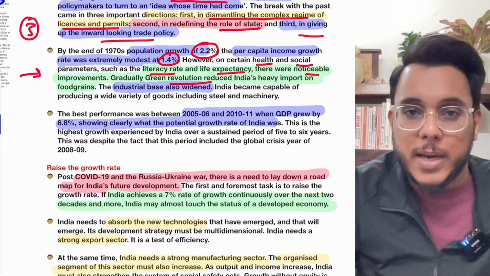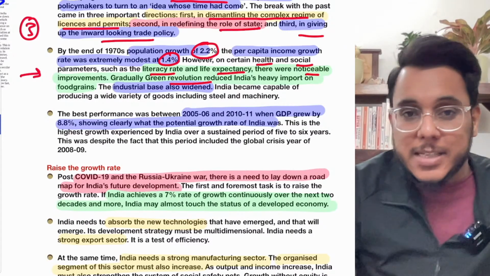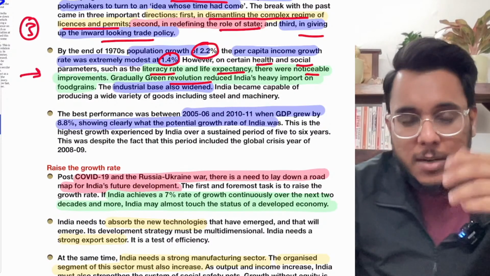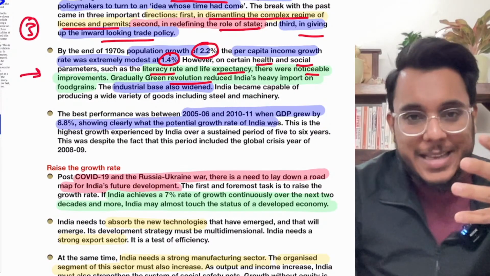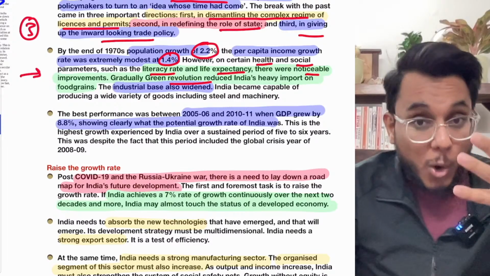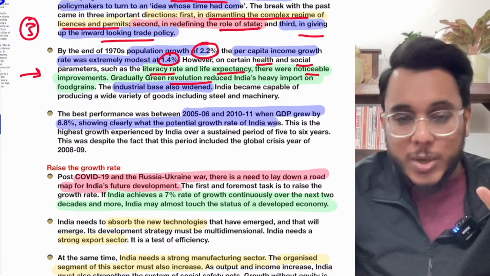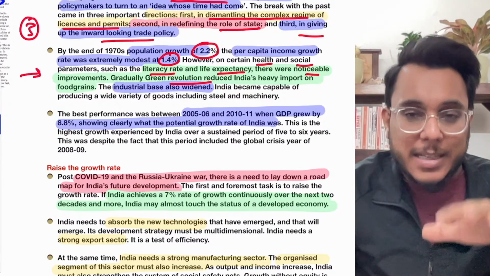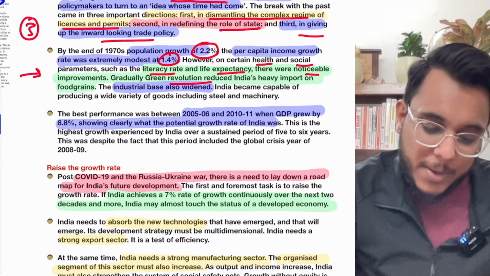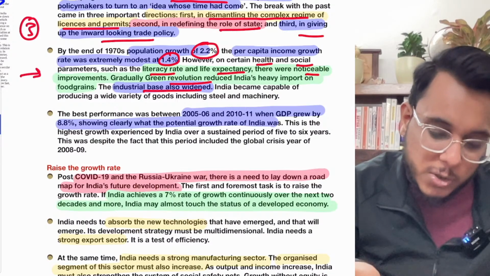The Green Revolution also came. The Green Revolution of the 1960s brought some kind of respite, some kind of comfort, because at least the dependency on countries such as the USA for food was reduced. That is something that happened. Meanwhile, the industrial base also widened.